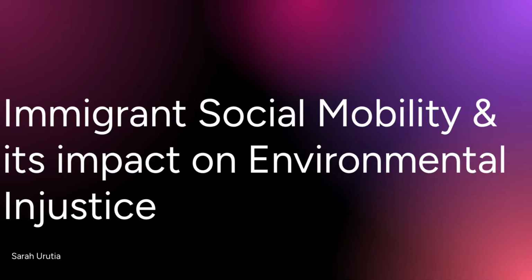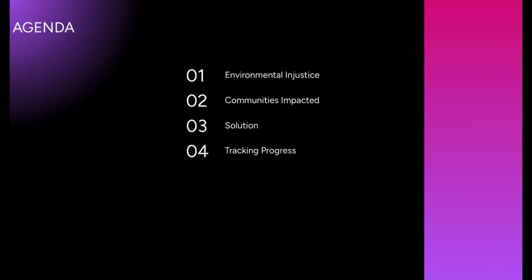For my final project, I chose to examine the relationship between immigrant social mobility and its impacts on environmental injustice in places like France and the United States specifically. In the next few slides, I will define what environmental injustice means, the communities that have been impacted, and some solutions that may help curb the injustices that are seen, and then also how we can track the progress that is made.